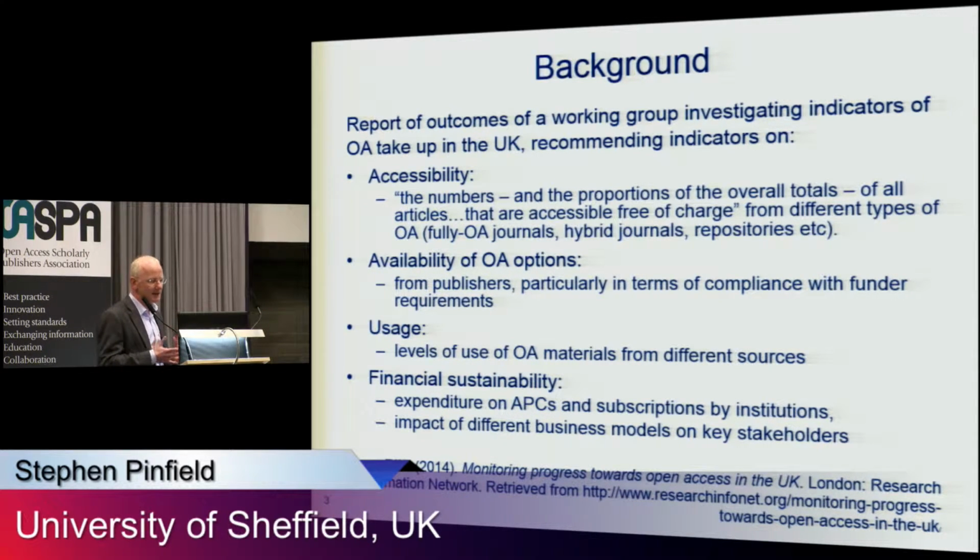And they recommended these four major areas of indicators for open access to do with accessibility. That is the accessibility of open access, both in terms of total numbers and proportions of the literature. The availability of open access options to authors that were made available by publishers, the usage of open access materials, and financial sustainability for the various different stakeholders within the process.